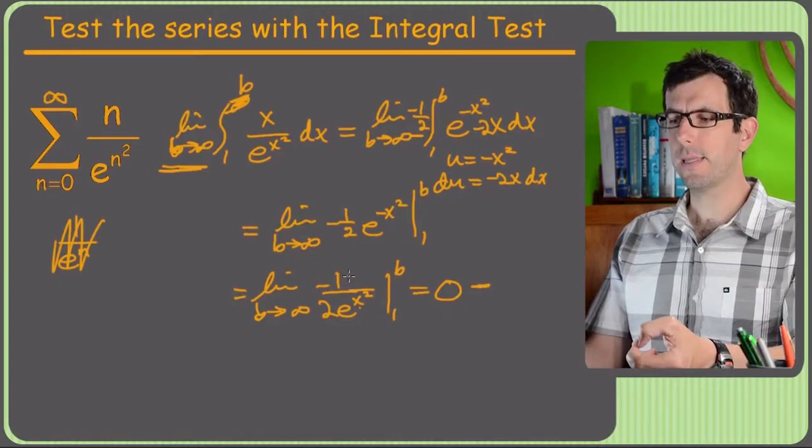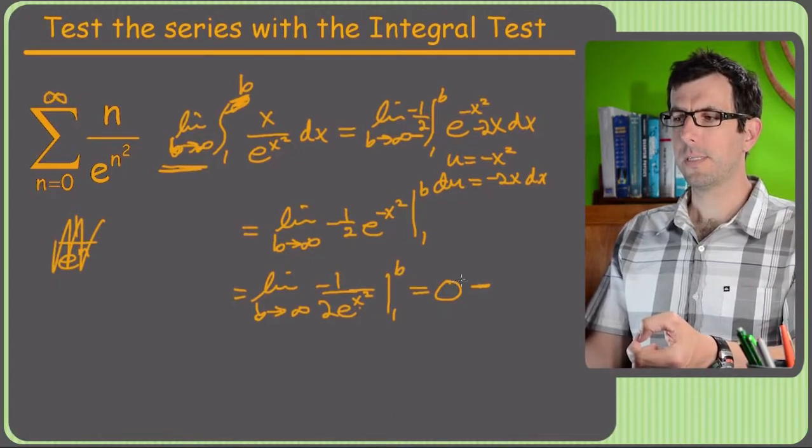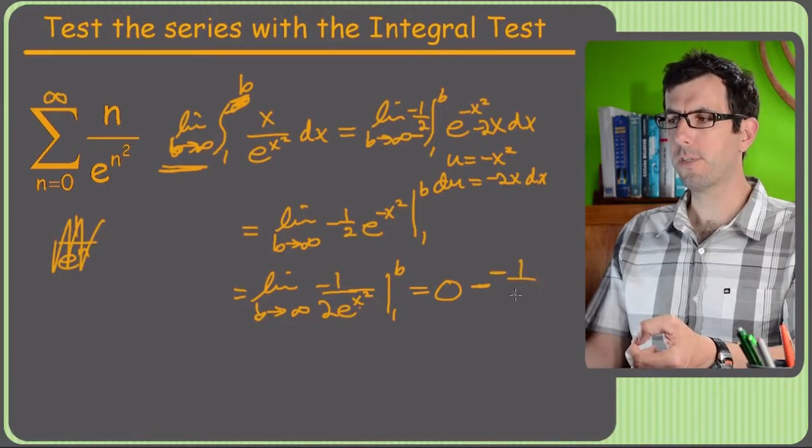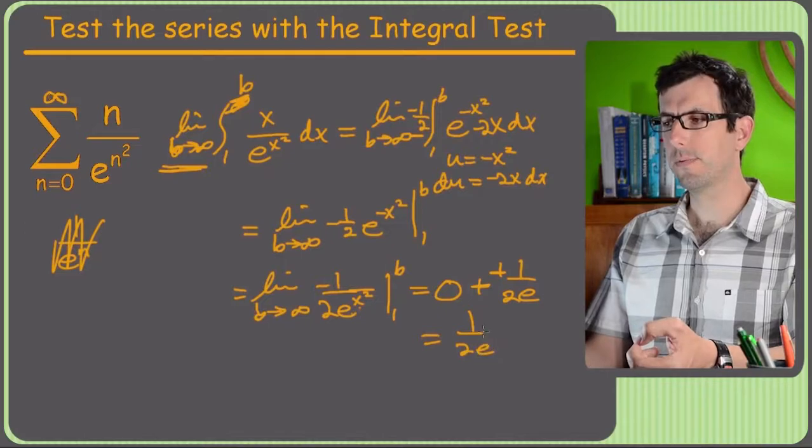And then subtract, and then let's see. When you plug in 1, you'll get negative 1 over 2 times e to the 1, which is just e, and those negatives cancel. So this converges to 1 over 2e.